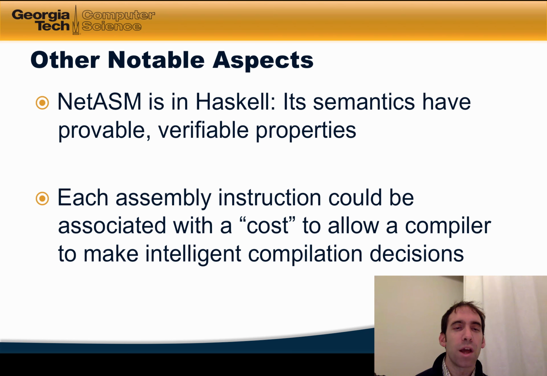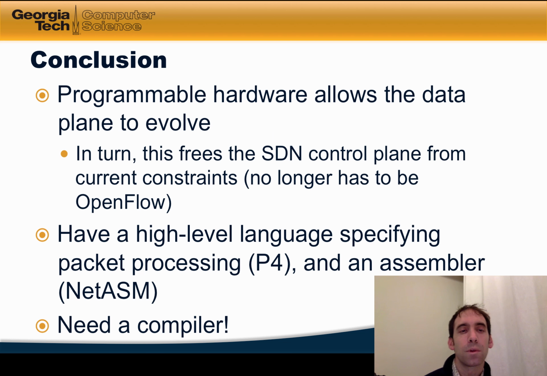Other notable aspects of NetASM is that it's actually implemented under the hood in Haskell, so its semantics have provable verifiable properties. Each assembly instruction can also be associated with a cost to allow a compiler to make intelligent compilation decisions. In conclusion, programmable hardware allows the data plane to evolve, which in turn frees the SDN control plane from its current constraints. We've already looked at high-level languages that specify packet processing, and now we've looked at an assembler that could couple such a high-level language to low-level targets.